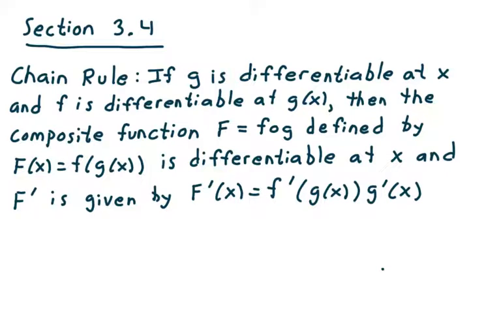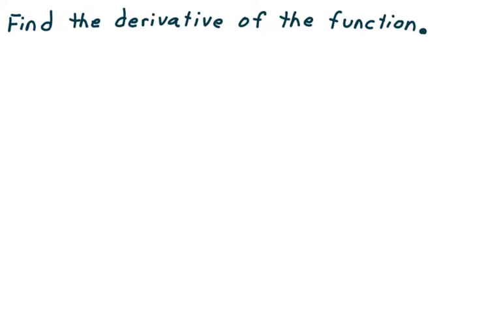And so I think of this as the derivative of the outside function evaluated at the inside function multiplied by the derivative of the inside function. So I always want to be aware of what my inside function is and then what my outside function is. And with that, let's look at some examples.